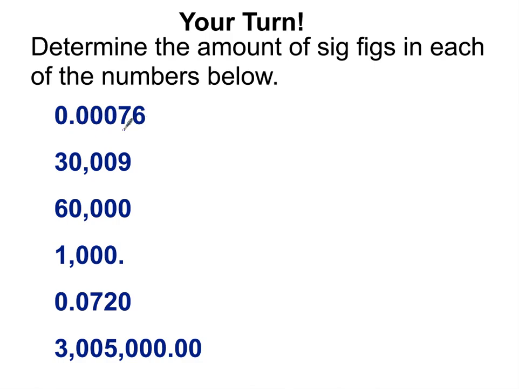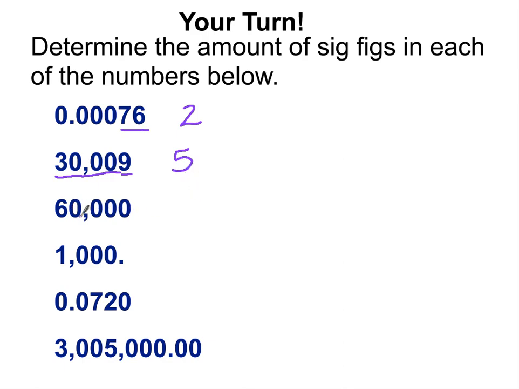So in this case, there are 2 non-zero digits, and all of the zeros in this number are coming before the non-zero digit. So this number only has 2 significant digits. Our next question, 30,009. All of these zeros are in between non-zero digits, so all of these are going to count. 1, 2, 3, 4, 5.